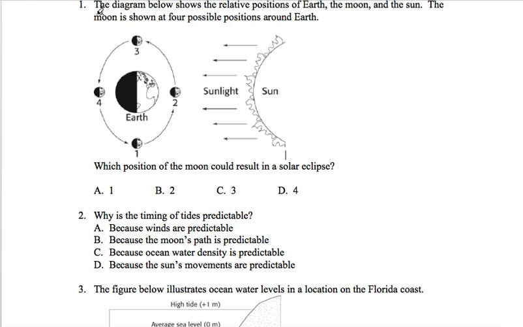This is your space test. Number 1. The diagram below shows the relative positions of Earth, the Moon, and the Sun. The Moon is shown at 4 possible positions around the Earth. Which position of the Moon could result in a solar eclipse? A. Position 1. B. Position 2. C. Position 3. D. Position 4.